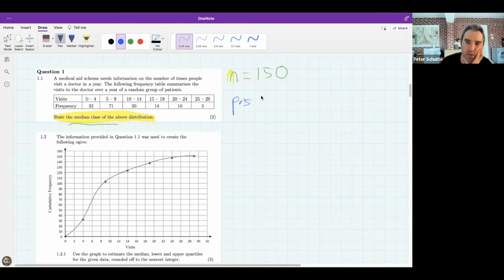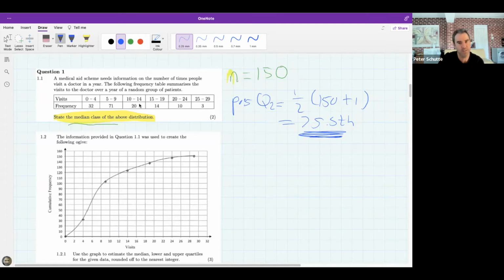So position Q2. So which interval is going to include the 75th position is basically what we're asking. Okay? Which interval will include the 75th? Basically, if we were going from the bottom and we were going up, the interval that includes the 75th item cumulatively will be the median interval. So which one is that?